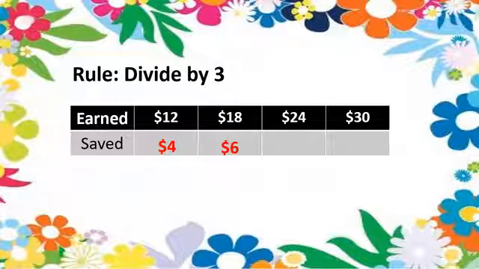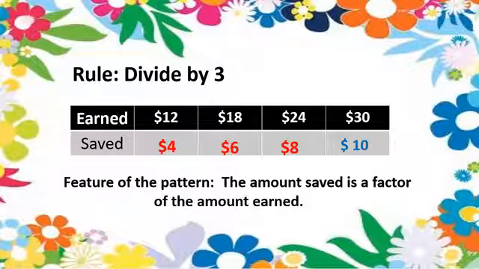$18 divided by 3 equals $6. $24 divided by 3 equals $8. $30 divided by 3 equals $10. Now what can you say about the pattern of the numbers 4, 6, 8, and 10? So the feature of the pattern is that the amount saved is a factor of the amount earned.